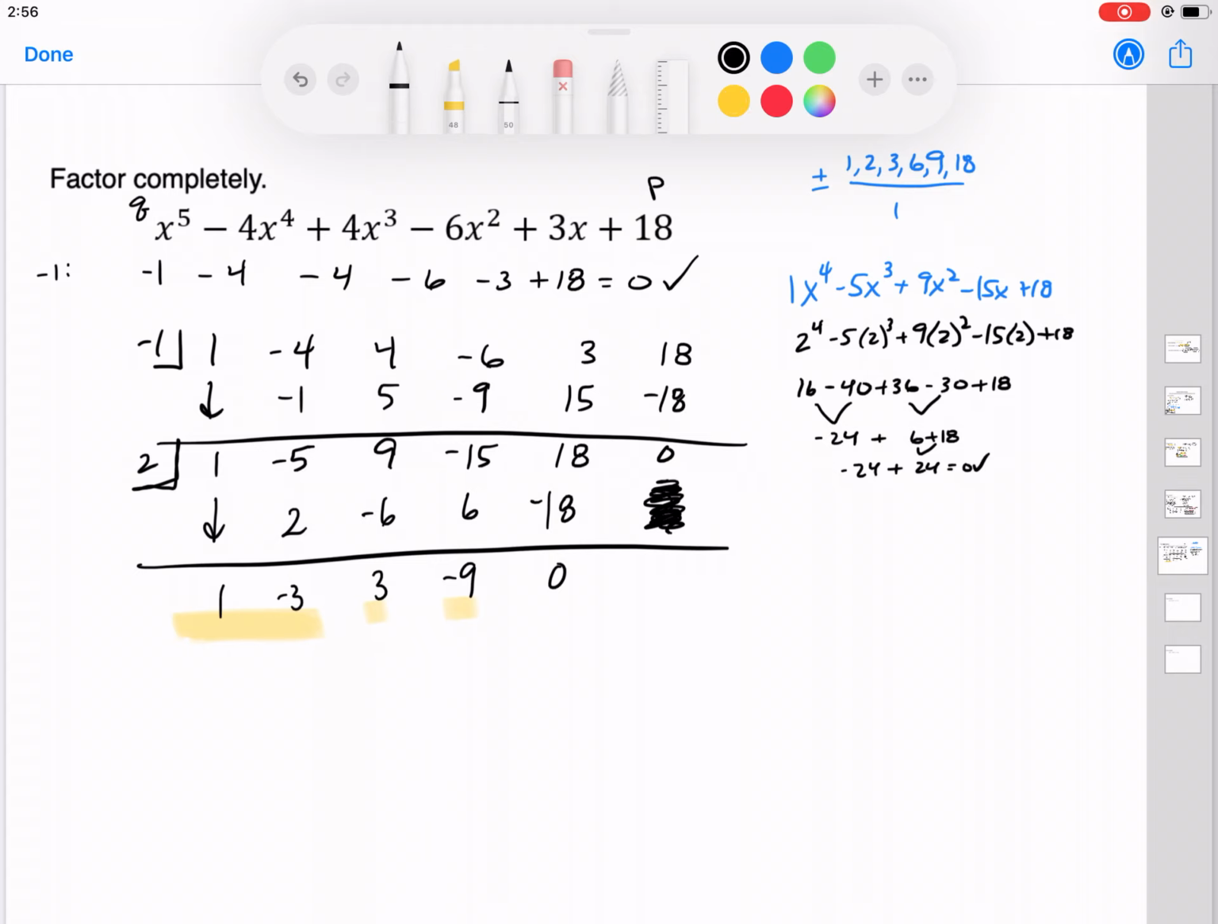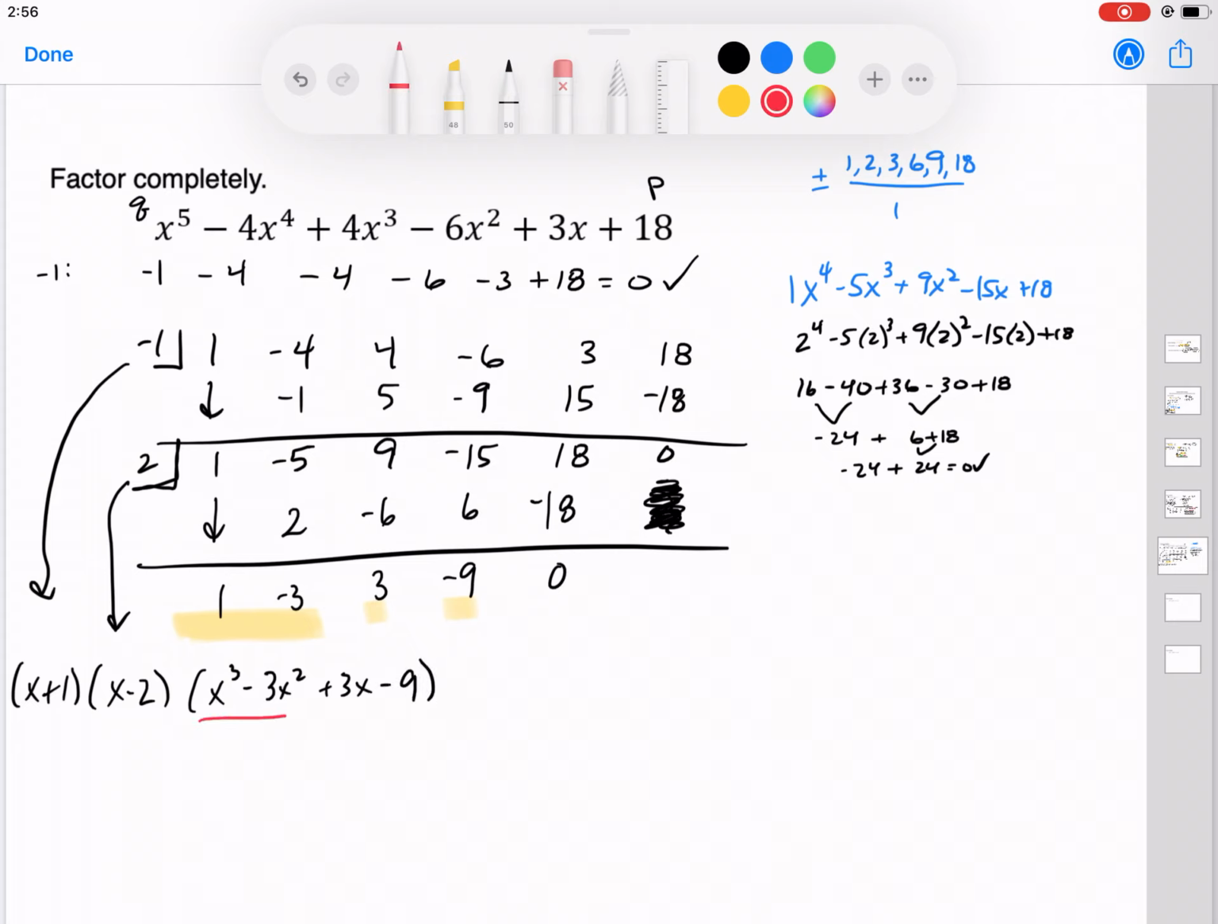So I'm going to go ahead and start writing my factors. So I've got my x plus 1 from that first factor. I've got my x minus 2, and then I have x cubed minus 3x squared plus 3x minus 9. And we're going to go ahead and do the grouping method on that, because I know it's going to work. In fact, I'm not going to write those down, just because this is a lot of stuff to write down. I'm going to bring those down to the very end.